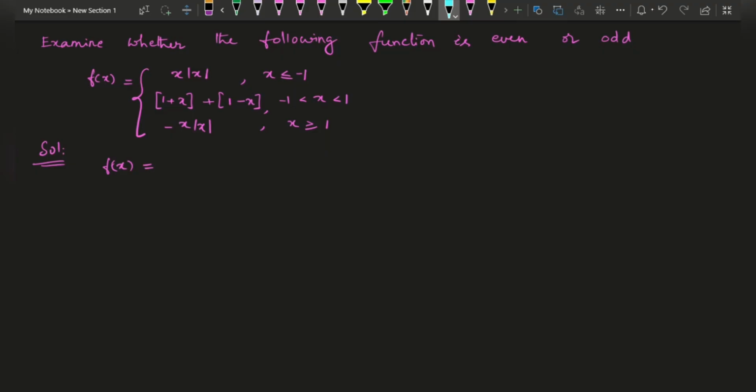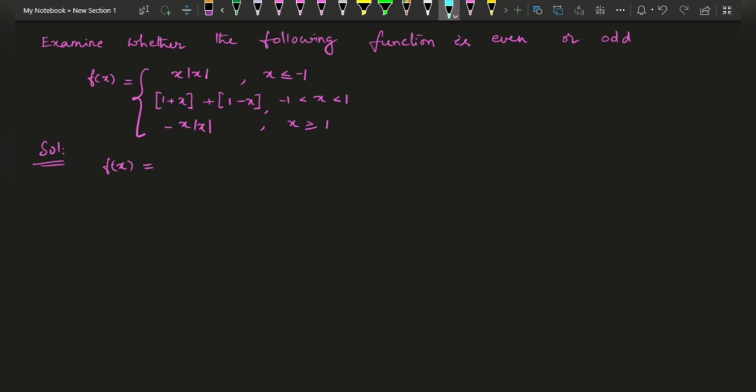Now let us verify whether this function is even or odd. So here I am going to redefine this function. Why? Because we have to make it free from modulus sign as well as integral part sign. So that is why I have to redefine this function.